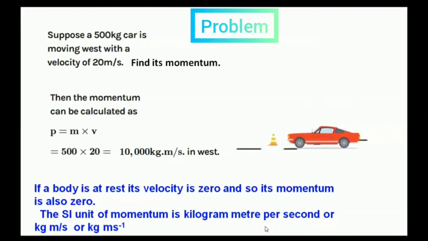According to the equation, momentum can be calculated as P is equal to mass into velocity. The mass of the car is 500 kg and velocity is given as 20 meter per second. So by substituting the values, we get 500 multiplied by 20, which is equal to 10,000 kg meter per second in west. If a body is at rest, its velocity is 0, so its momentum is also 0. The SI unit of momentum is kilogram meter per second, or kg m/s. It is also written as kg ms^-1.